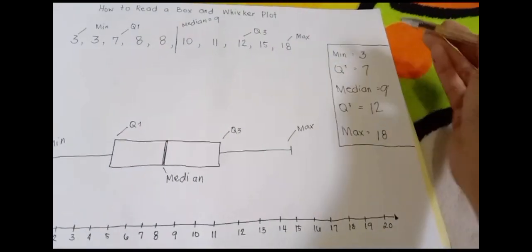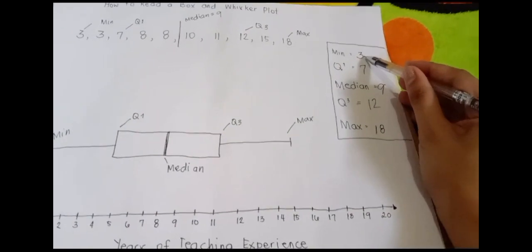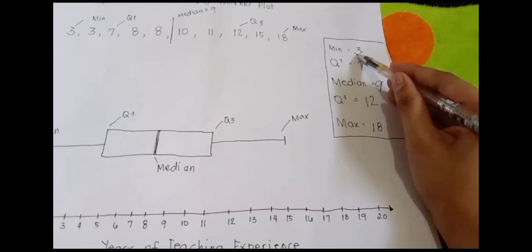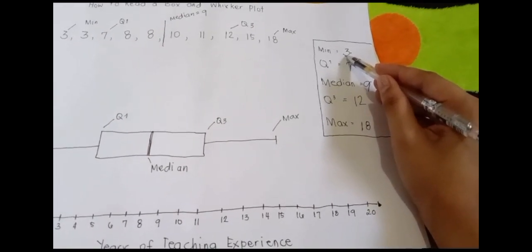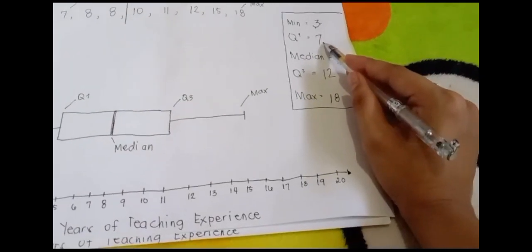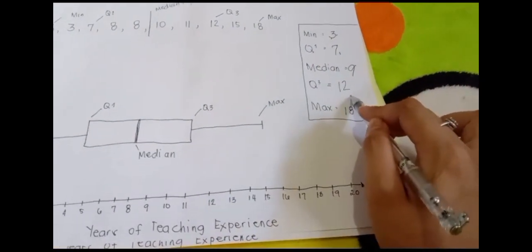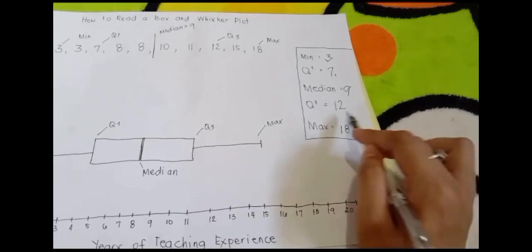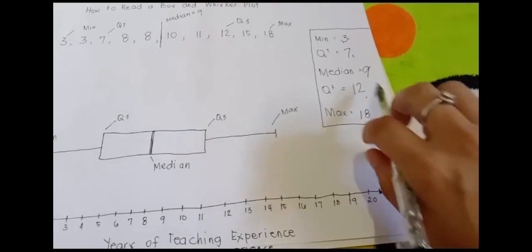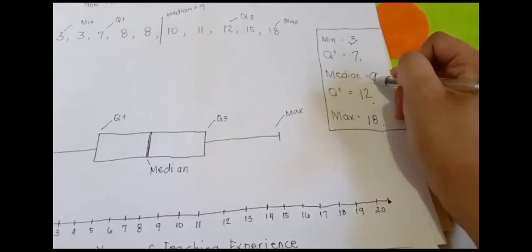We have the minimum, which was 3 years of teaching experience. So the minimum was right here. Then we have the first quartile, which was 7. So right here. Then we have the third quartile, which was 12. So right here. And then we have the maximum, which was 18 years. And the median, which was 9. So right here.